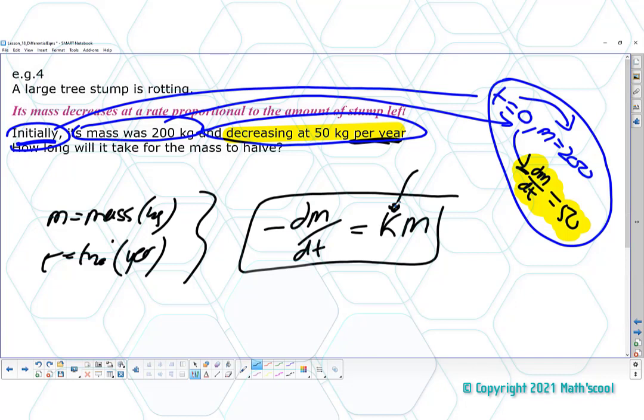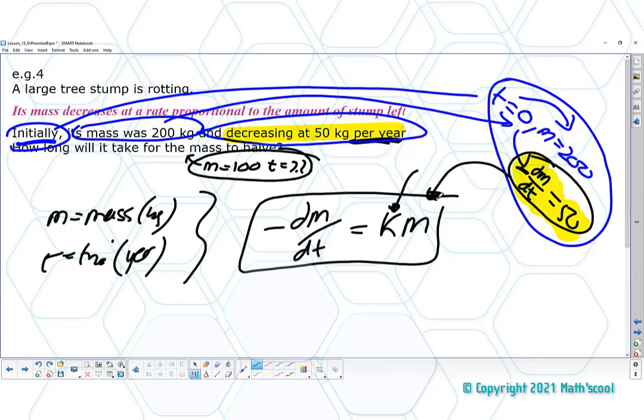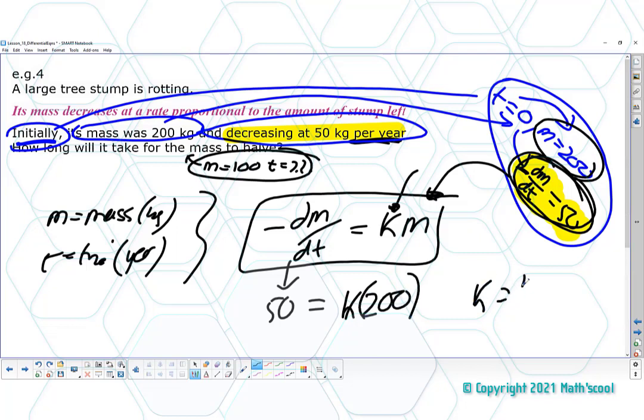Okay, and it says, how long will it take for the mass to halve? So m equals 100, t equals question mark is what they want us to find. This time we do have a rate. So when we have a rate, we put that into the differential equation before we've solved it. So minus dm by dt is 50 equals k times m, which is 200, so 50 equals k times 200. So k is a quarter. That was quick and easy, because they told me the value of the rate.